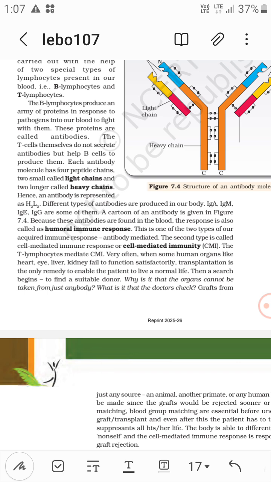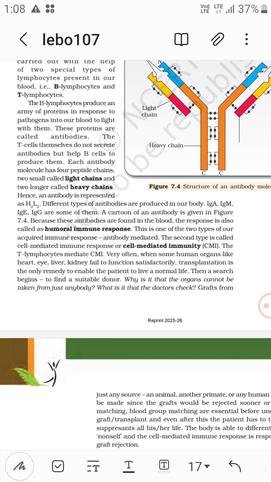Because these antibodies are found in the blood, the response is called the humoral immune response. This is one of the two types of our acquired immune response, that is antibody mediated. The second type is called the cell mediated response, that is cell mediated immunity, CMI. The T lymphocytes mediate CMI.